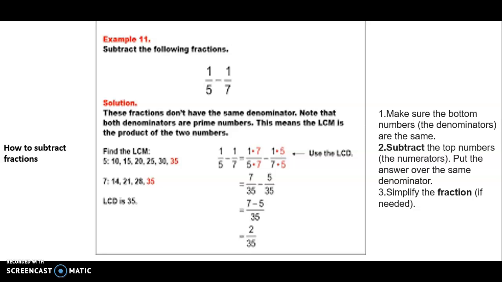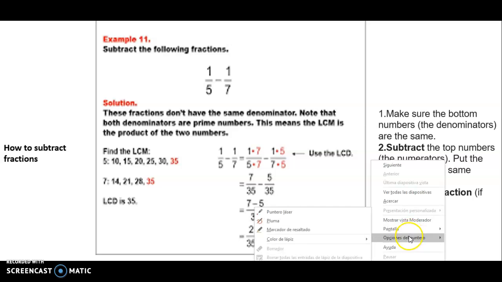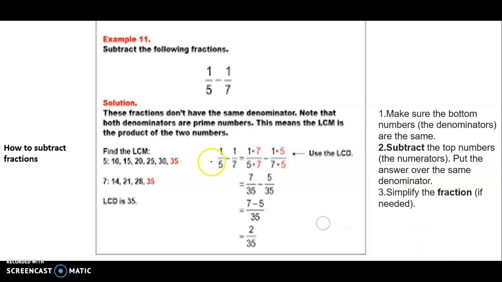So first of all, we have how to subtract fractions. I have this example right over here. For example, we're going to subtract the following fractions. These fractions don't have the same denominator, so we're going to have to find one. We have 3 simple steps.